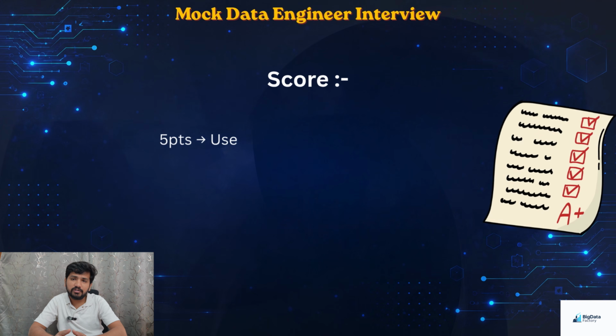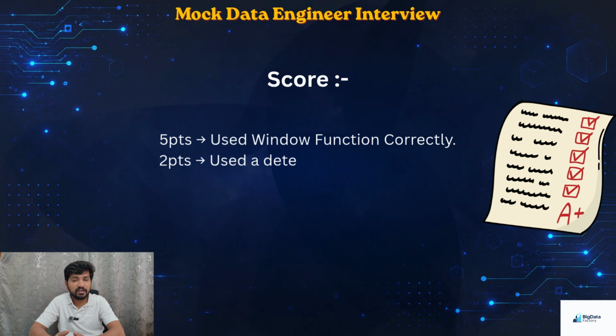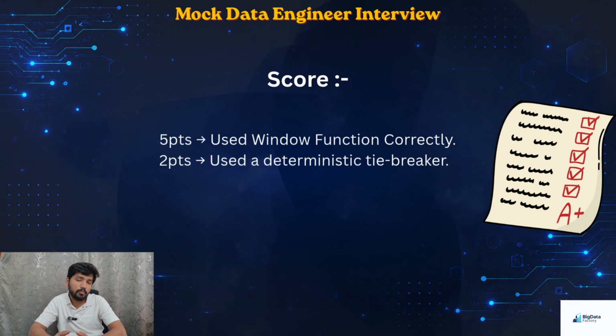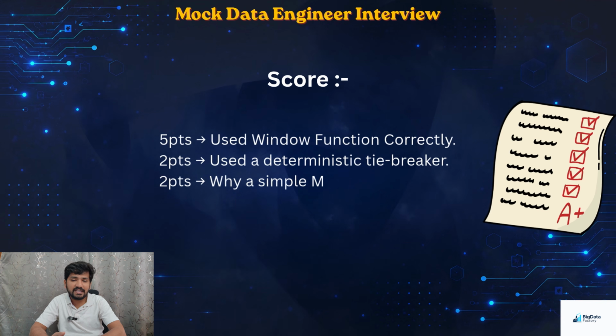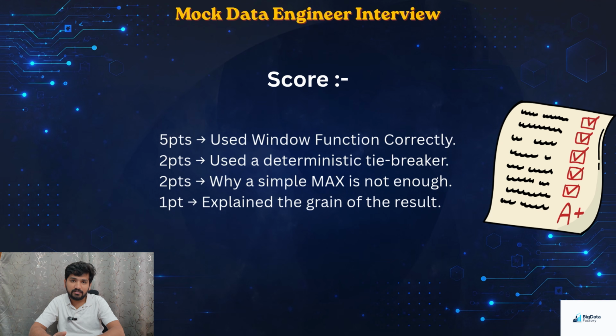Give yourself 5 points if you use a window function correctly. 2 additional points if you used a deterministic tiebreaker. 2 points if you explain why a single max is not enough. And 1 point if you clearly explain the grain of the result: 1 row per order. Now we know that we can select the correct record.